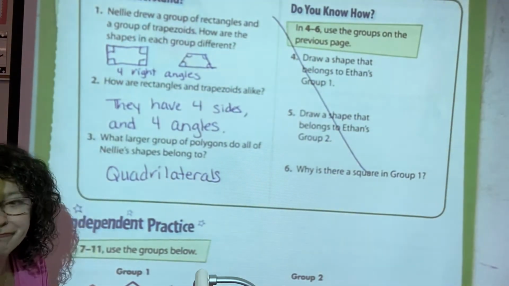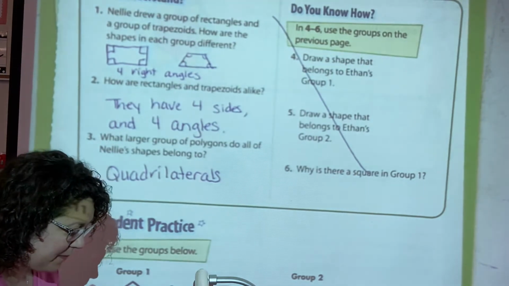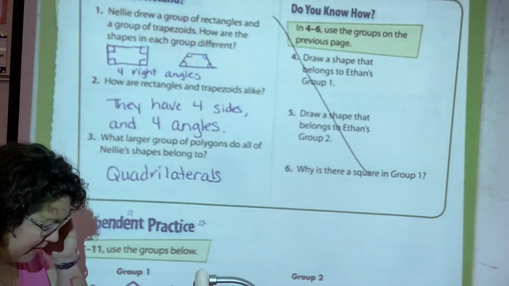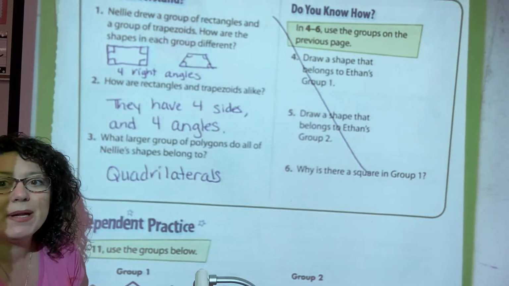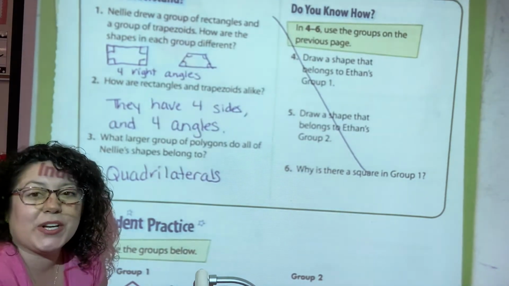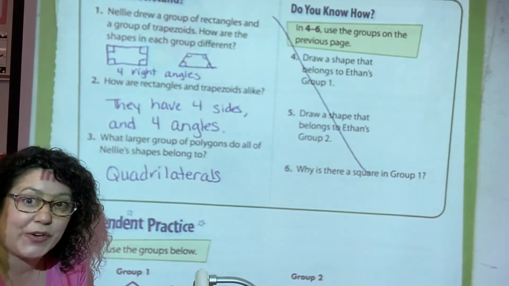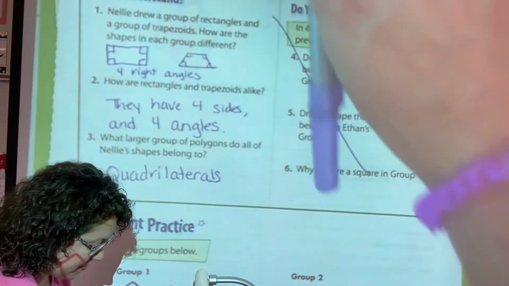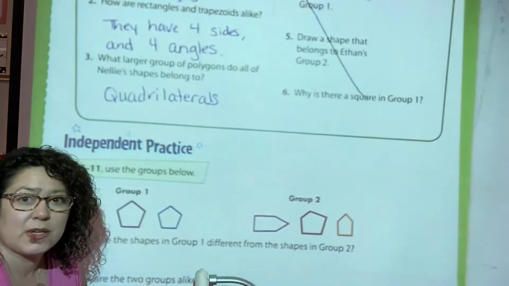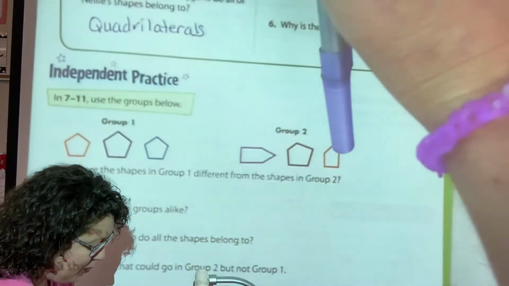Long word. All right, we're going to skip 4, 5, and 6, and we're going to go down to the bottom. I know it said independent practice, but again, this stuff is new still, so we're going to do what we did yesterday. We're going to do the bottom together, and then you'll do the back on your own. That will be your independent practice. All right? All right, group 1.